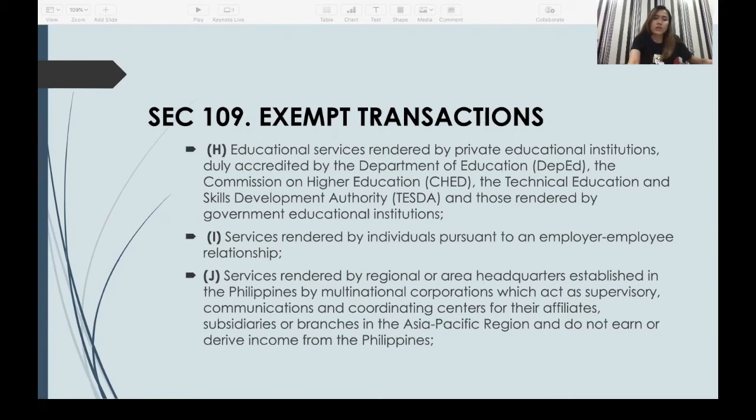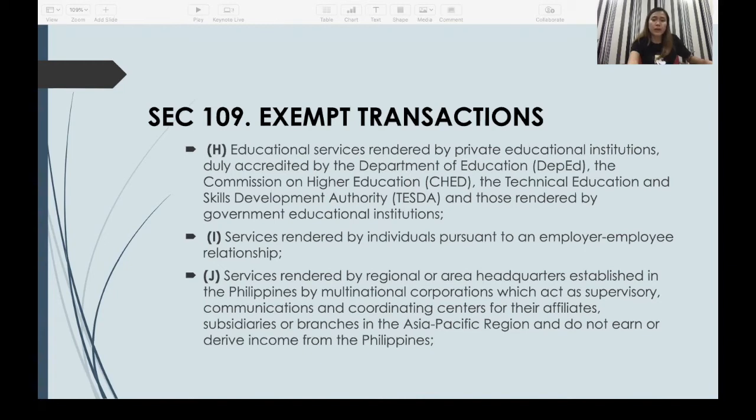Section 109I, services rendered by individuals pursuant to an employer-employee relationship. Madali lang ito. Employees, of course, are rendering services. Diba? So, basically, employees is not engaged in any ordinary course of trade or business kasi nga, empleyado siya. So, there is no business transaction doon. So, hindi siya subject for VAT.